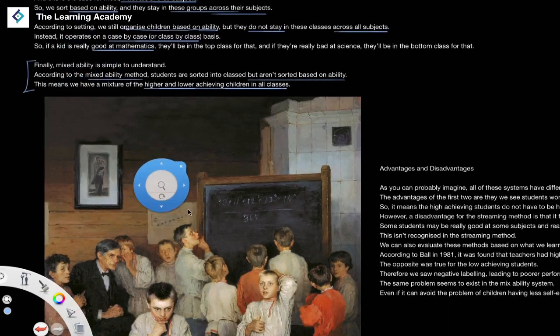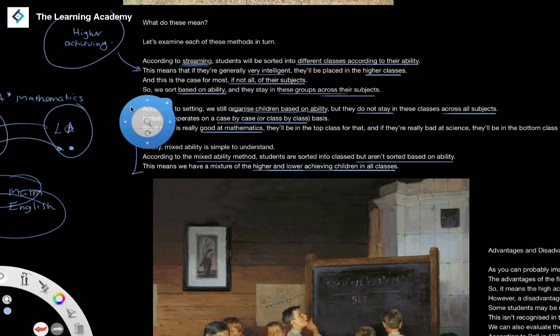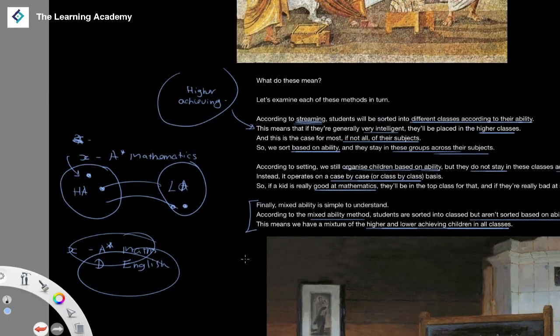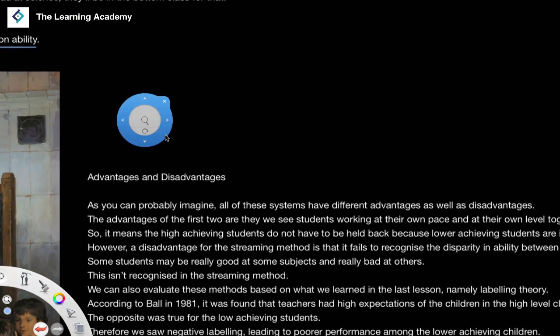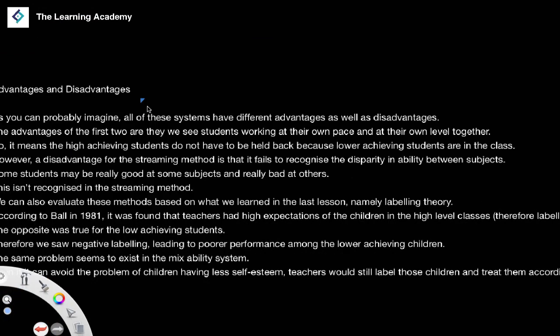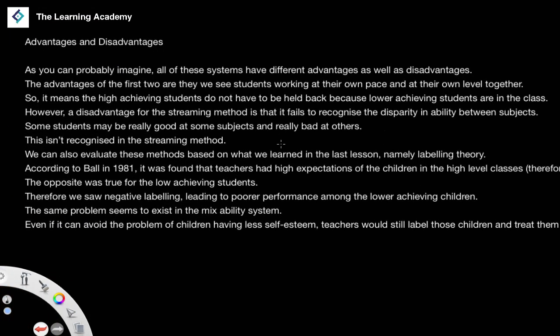Okay. Now, what are the advantages and disadvantages of all of these systems? Because ultimately they all have disadvantages and they all have some advantages. Okay. So the main advantages of the first two systems, because the first two systems are very similar in the sense that we are assigning classrooms based on ability. Well, the main advantages of this is that students can work at their own pace and at their own level, and they can do this together.